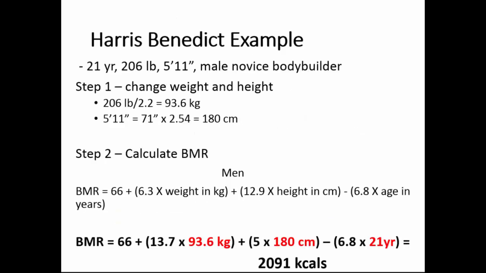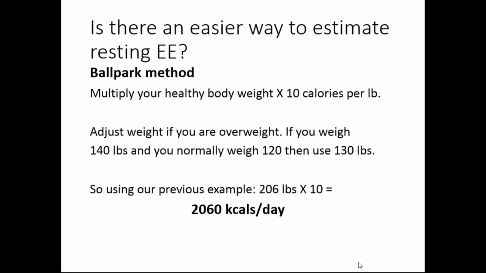If we were to take our 206-pound bodybuilder and plug this information in, if you go through and do the math, if you look down at the very bottom here, I've got the number, it comes up to be about 2,091 calories. With the metabolic cart, we got 2,000. With the Cunningham equation, we got 2,200. With the Harris-Benedict, we've got about 2,100. So they're really pretty close.